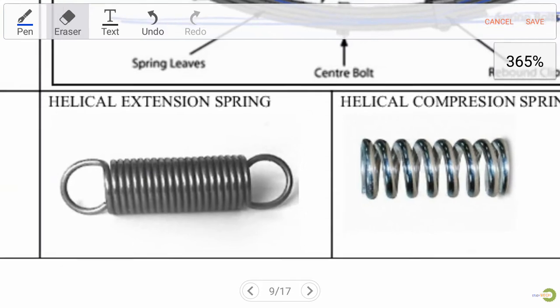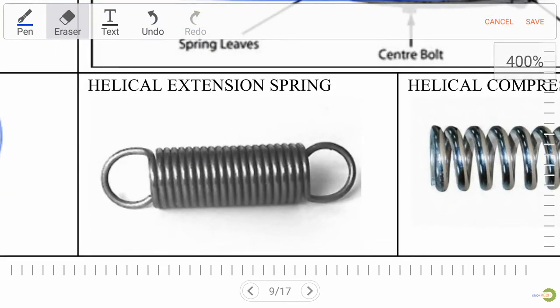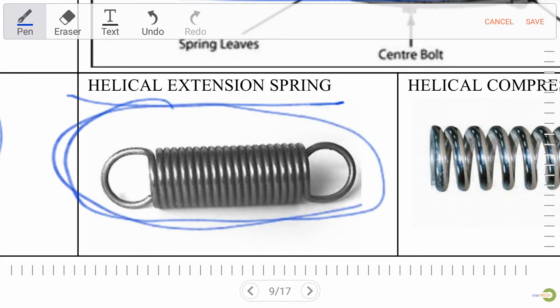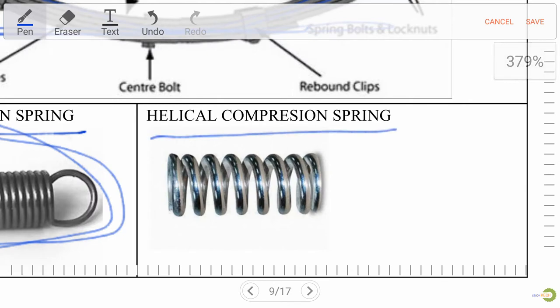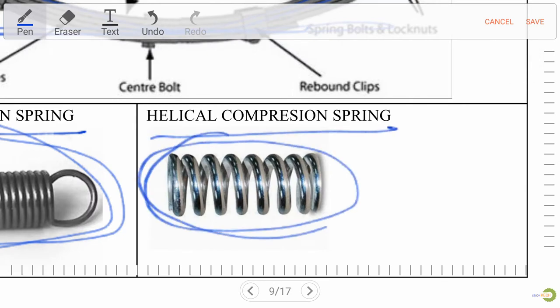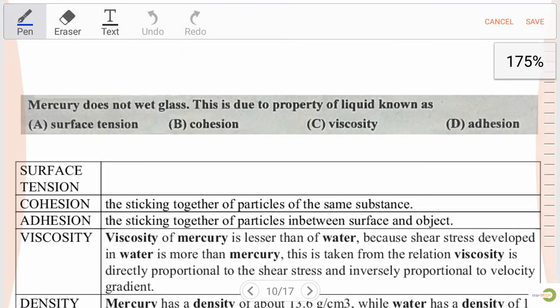Now let's move to the next detail. Helical extension spring is used for tension-type situations, and helical compression springs are used for compression-type situations. So always remember. Now let's move to the next question.